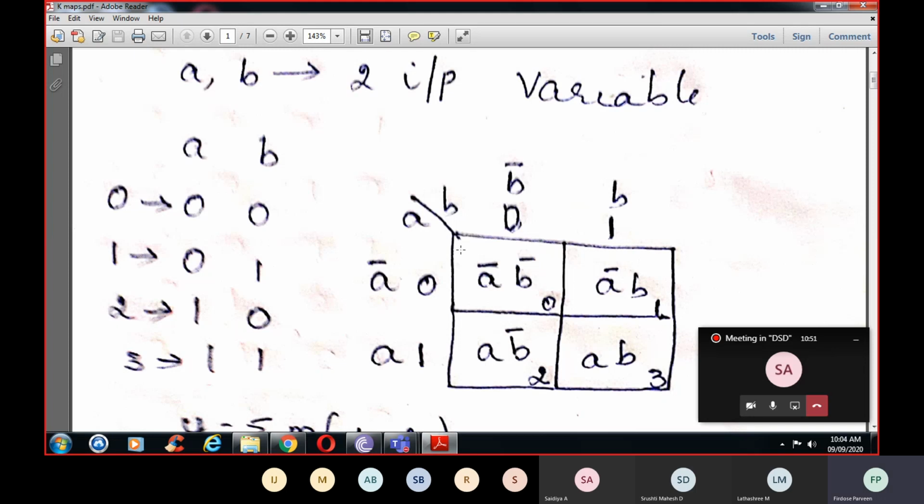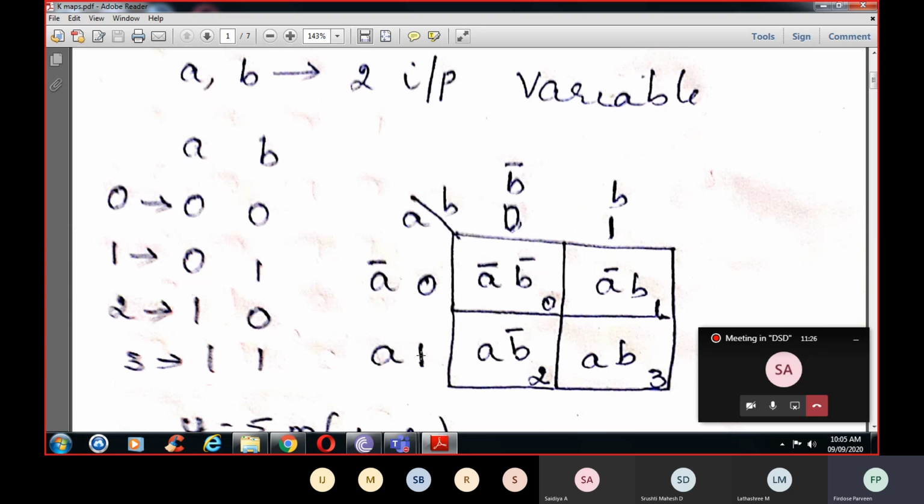You can see 0, 0. A is 0, B is 0. This becomes the 0 cell. The same thing, A is 0, B is 0, so this becomes the 0 cell. In the same way, in this row, the 0 row, it is 0 and the corresponding column is 1. So 0, 1 means it is 1 in decimal notation. We will write 1 here at the corner.